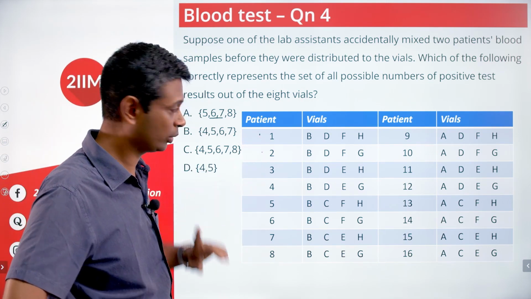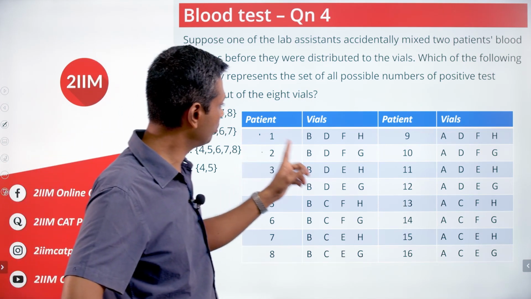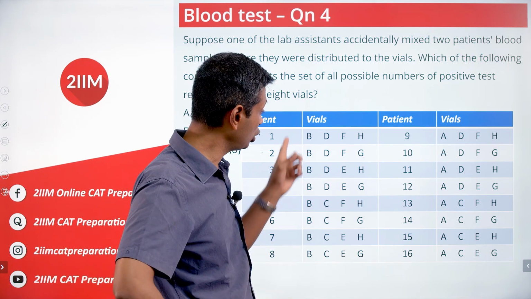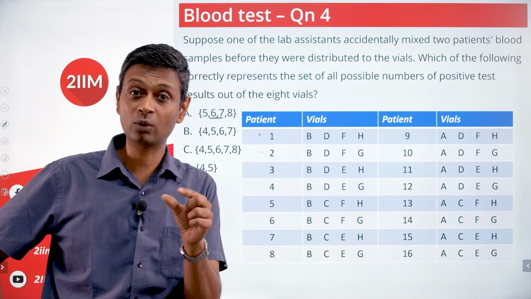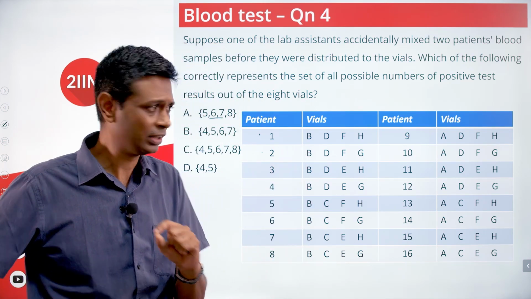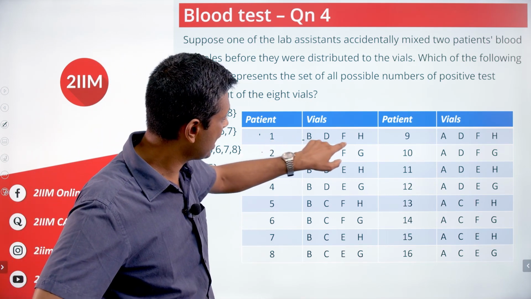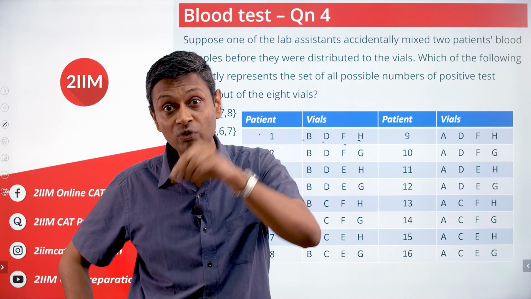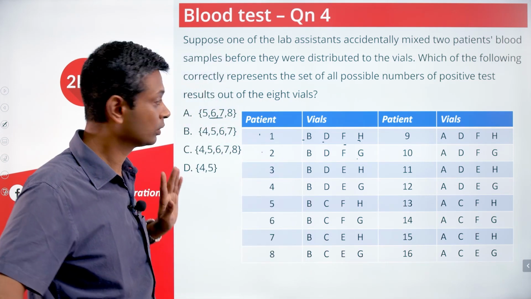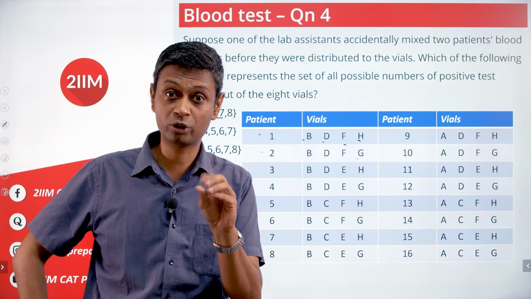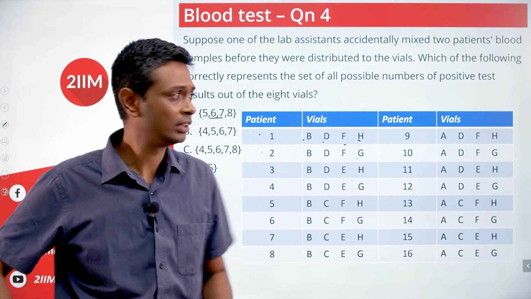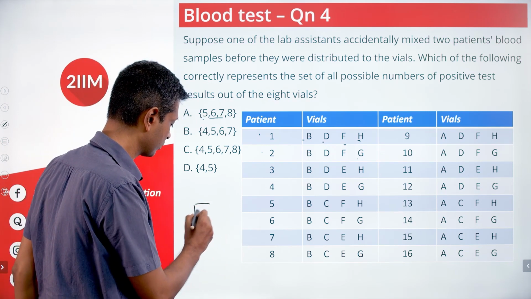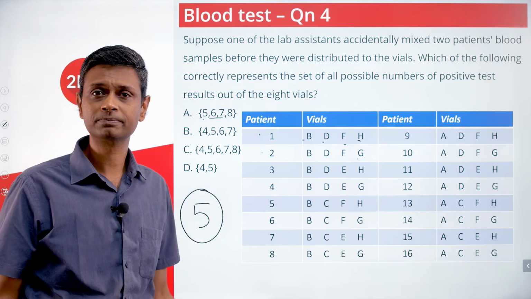If 1 and 2 were mixed together, I'm just going to take a hypothetical. 1 goes into BDFH, 2 goes into BDFG. That means if 1 and 2 are mixed together and one of them is positive, then BDFHG, 5 vials, would test positive. The number of vials that test positive is 5. So 5 is a possible number of vials that test positive.